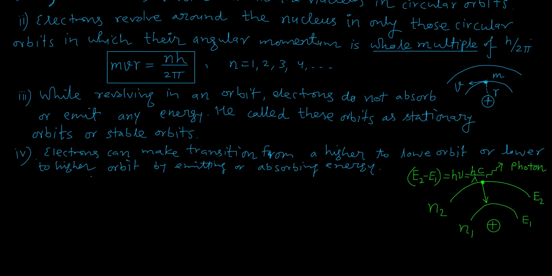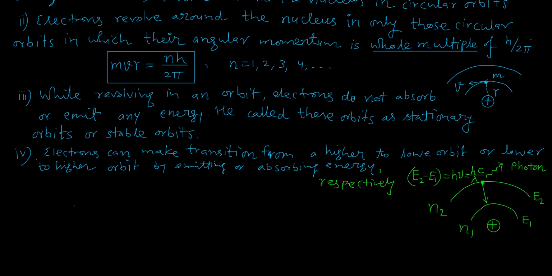So Bohr also derived a formula for this lambda, and for this third point, an electron can make a transition from a higher to lower orbit or lower to higher orbit by emitting or absorbing energy. You can add one more word here, respectively. So when it is coming from higher to lower orbit, it will emit energy. When it is going from lower to higher orbit, it will absorb energy.